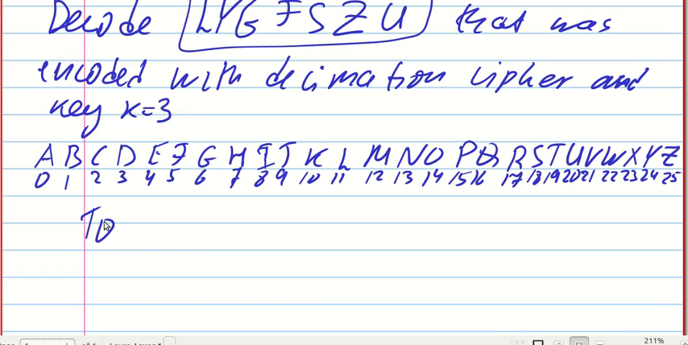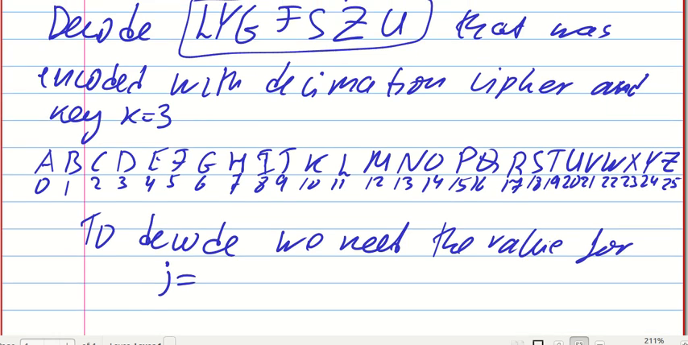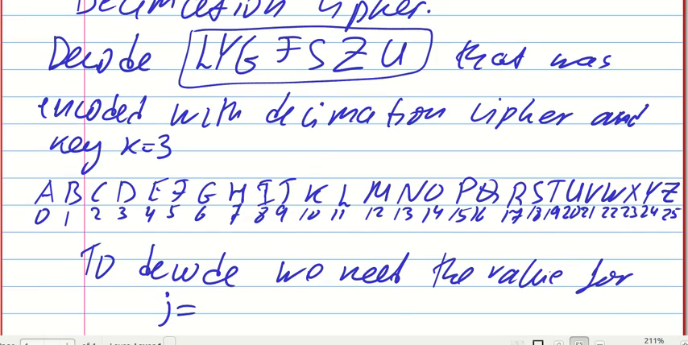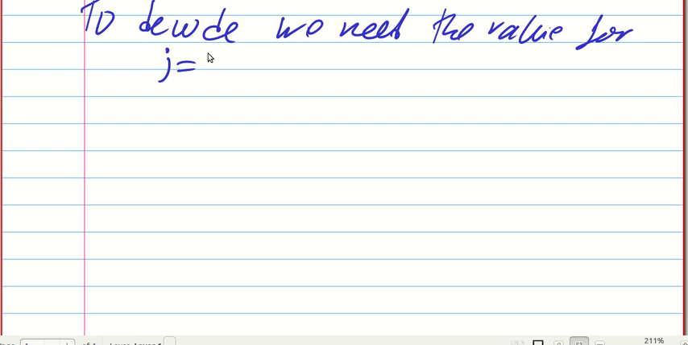So to decode, we need the value for J. And remember, to find the value for J, we take K equals 3 and we go to the table. So we go to the table, and for K equals 3, we have J equals 9. So our J will be equal to 9. And that's what we will multiply by, not by K.